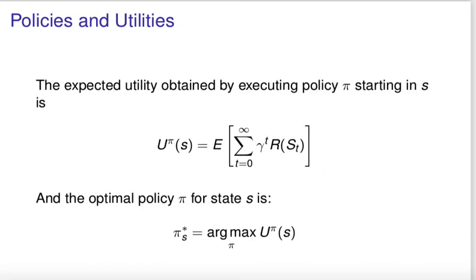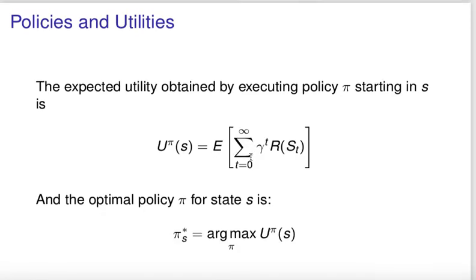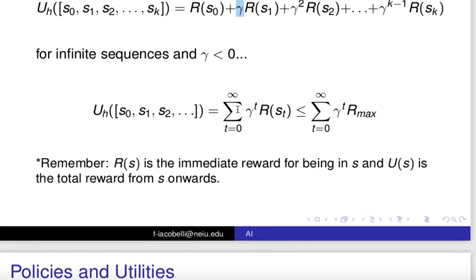Now let's look at the policies. The expected utility obtained by executing policy P starting in S is the following. It's the formula we just saw. So I will have this expected utility, which is basically the same summation. Look here. It's the same as this, right?